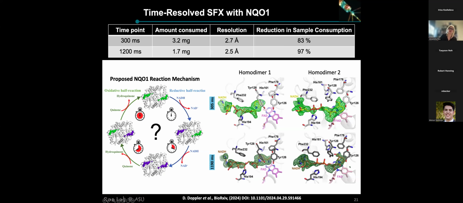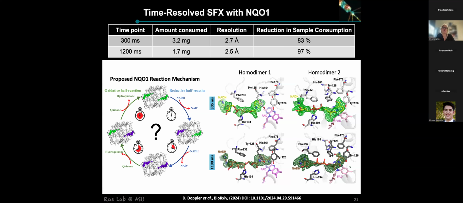Okay, so the whole purpose of this experiment is to reduce the amount of sample consumed, and we could show that we only needed 3 milligrams for the 300 millisecond time point, and less than 2 milligrams for the 1200 millisecond time point, with a resolution of around 2.5 angstroms. And then the calculated sample consumption in comparison to continuous GDVN injection here for the longer time point is 97%. So we're reaching the goal in terms of sample conservation.